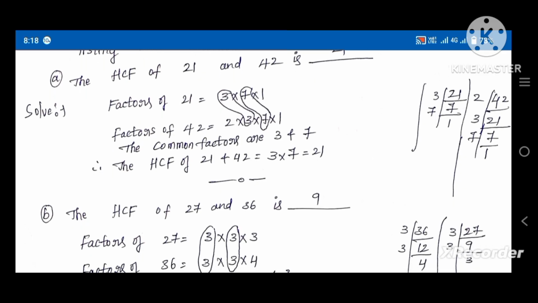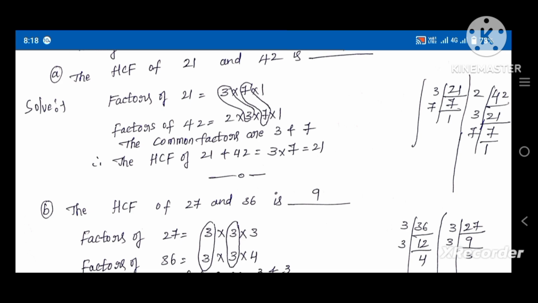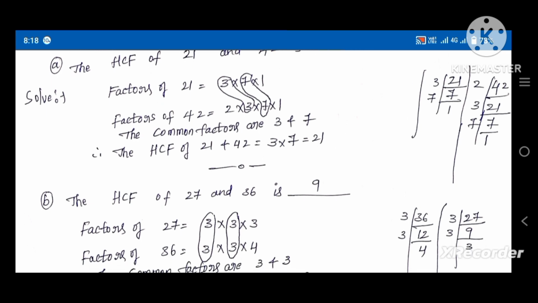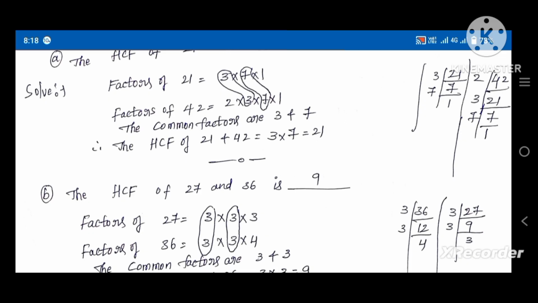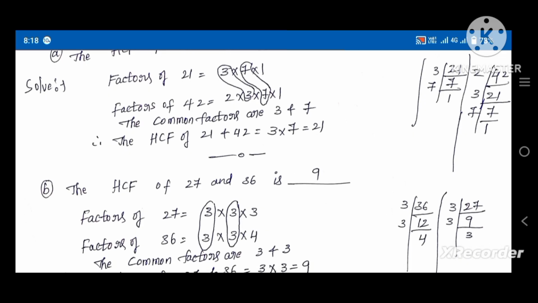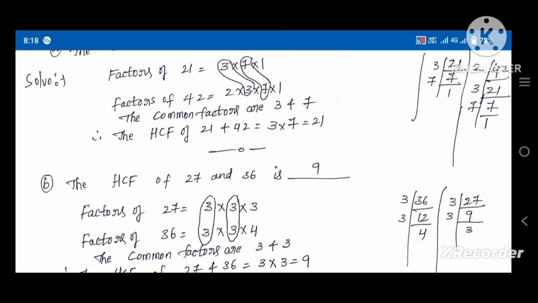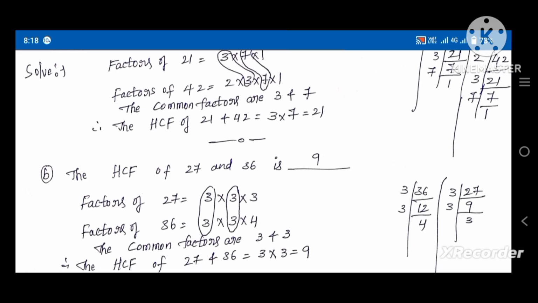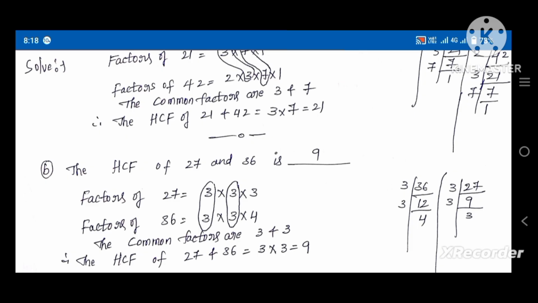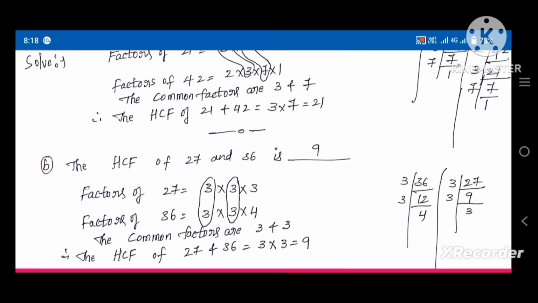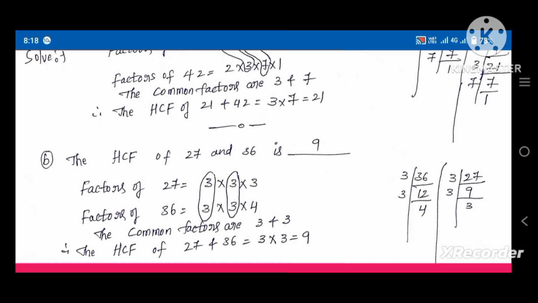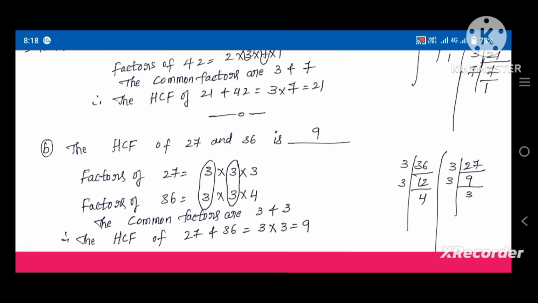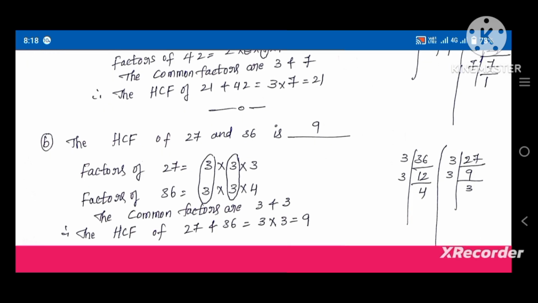B. The HCF of 27 and 36 is 9. Factors of 27 are 3, 3, 3. Factors of 36 are 3, 3 and 4. The common factors are 3 and 3. The HCF of 27 and 36 is equal to 3 into 3, which is 9.